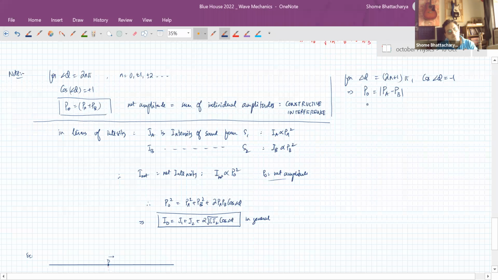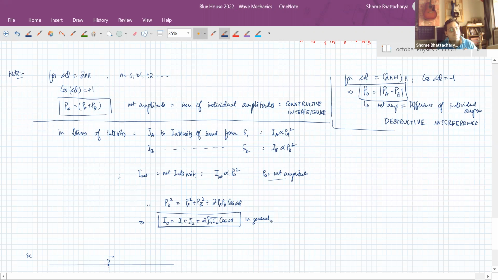So net amplitude equal to the difference of individual amplitudes. So this is the condition for destructive interference. So this is constructive and this is destructive interference. So now this is the general formula.